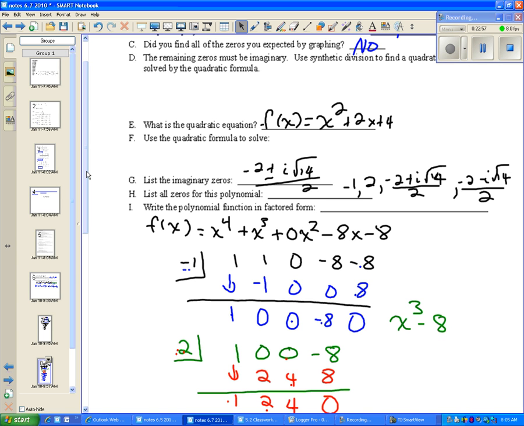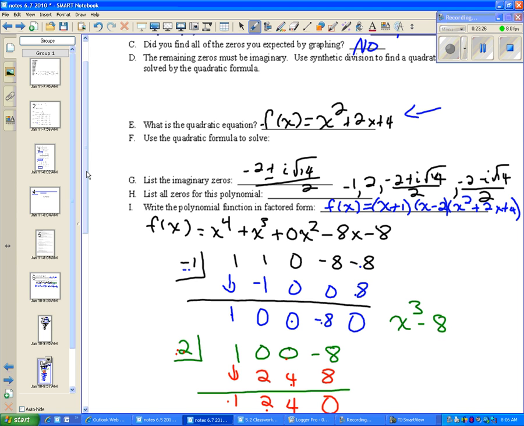Write the polynomial function in factored form. So this is going to say that f of x is equal to, my first root is negative 1, so this is x plus 1. My second root is 2, so this is x minus 2. And then the last part, again, is this quadratic equation part, and that's going to be x squared plus 2x plus 4.